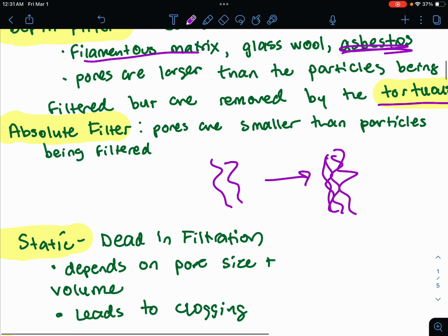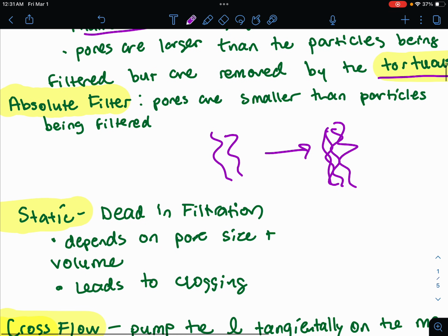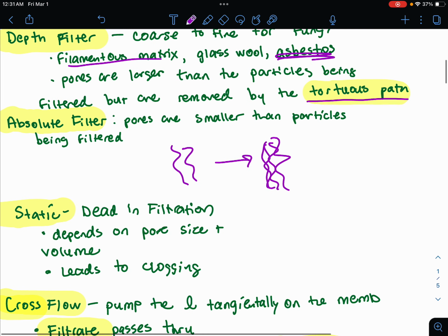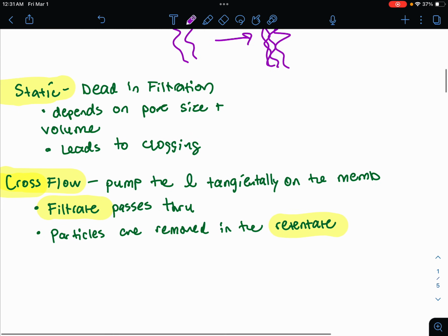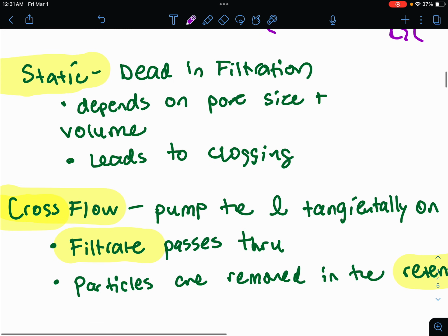It's like a maze. The pores are going to be larger than the particles being filtered. And then we also have the absolute filter, where the pores are actually smaller than the particles being filtered. So absolute, the pores are smaller than the particles. Depth filter, we have this coarse to fine where we're going to have pores that are larger than the particles. However, there's kind of a maze that has to be gone through and will help filter whatever in the solution you need. Okay, we also have static and cross-flow filtration.